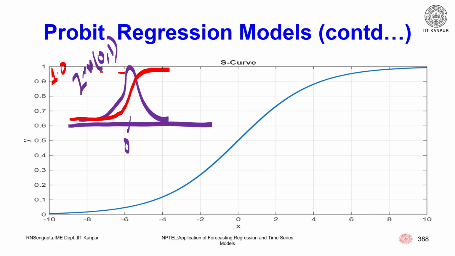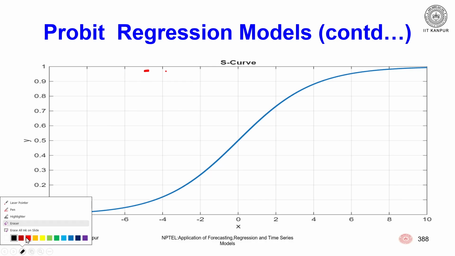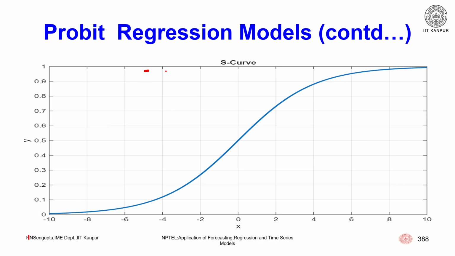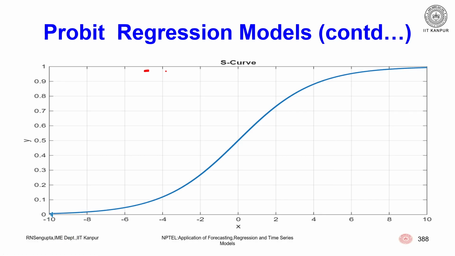Now, the blue line which you see, what is the important part? It starts with basically the y value, the probability value. I am just drawing the S curve, but I will make it clear what the actual axis y is and what the actual axis x is.